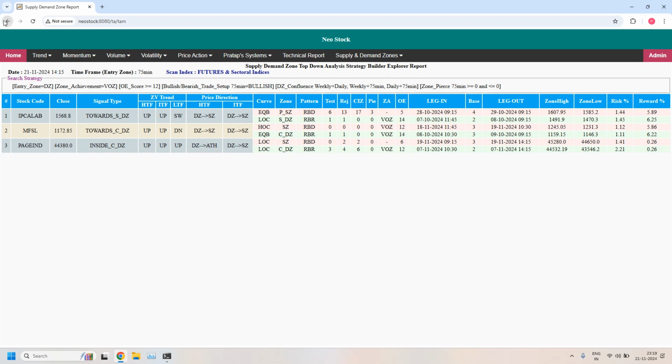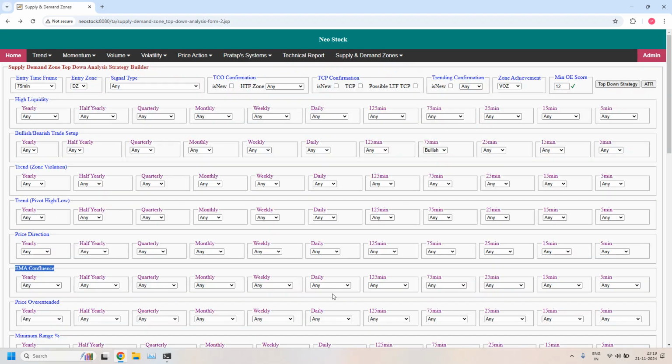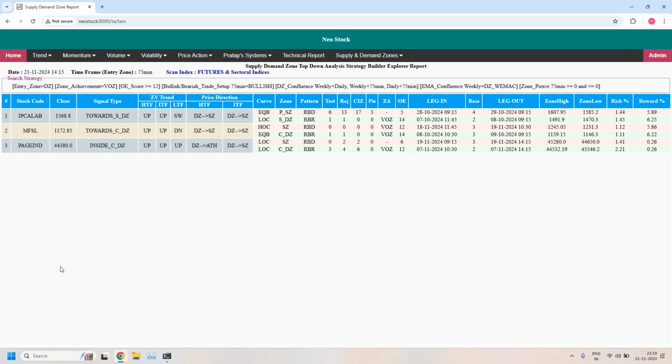Let's verify. In the EMA confluence, weekly time frame, because the 75 minutes entry zone and the daily zone together are part of the weekly zone, so weekly demand zone having weekly EMA confluence. With this filter, we got all the 3 stocks. All the 3 are even more high probability trade setup supported stocks. That's why, see, the third one already tested 3 times, the first one, the second one. And also all the 3 75 minutes demand zones are high liquidity demand zones. Okay, this is about the bullish trade setup for weekly income trade.